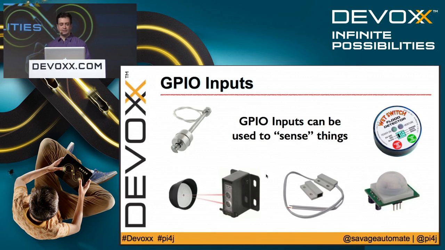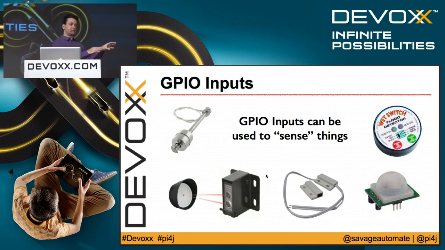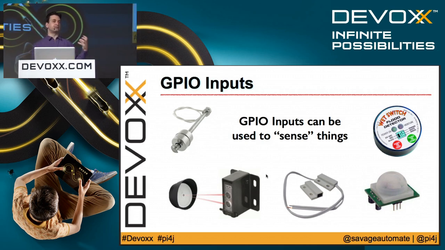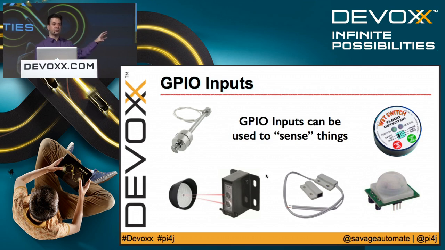GPIO inputs can be used to sense things. So we used outputs, and we would drive the state of the pin high or low, which in turn we could control things. For GPIO inputs, we want to listen to the state of the GPIO pin. So we're going to have other circuitry that's driving the high or low states of the GPIO pin, and we're going to monitor those in our Java code. We want to be aware when something changes. So GPIO inputs provide us that capability.